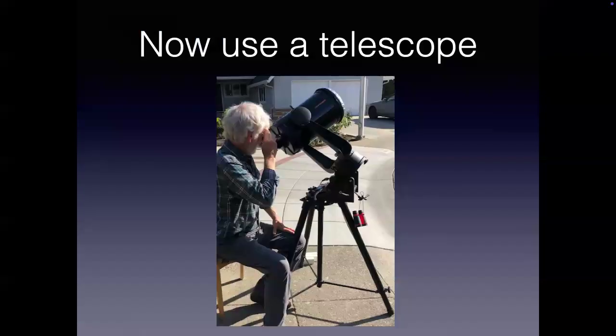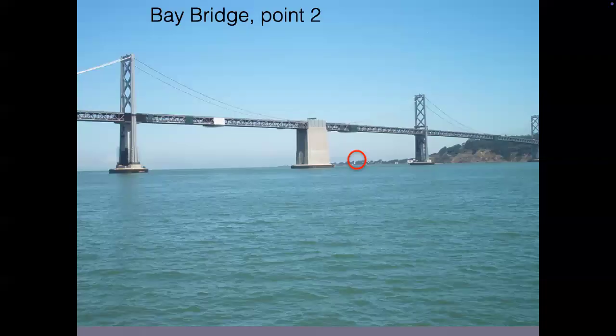What is that red circle? Is that something of interest? The red circle is something that we will get into, but for now just focus on this. Notice that there's a large pier on the left and a smaller pier on the right. And there's the first pier to the west of Treasure Island, second, third.